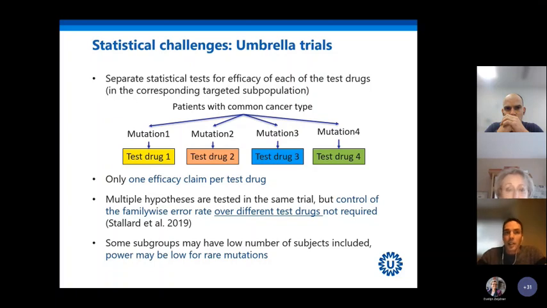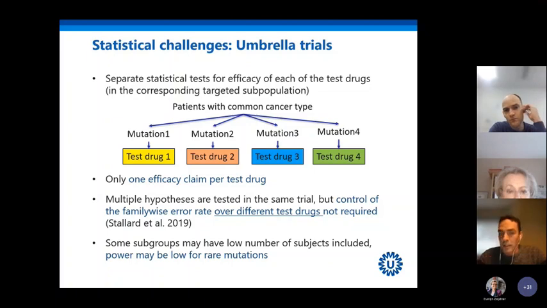So I think there are fewer statistical challenges for the umbrella trial, so I'll start with that. The nice thing about the umbrella trial is that you evaluate different drugs in different mutations, and you want to make only one efficacy claim for each test drug. So you test the efficacy of drug 1 in mutation 1, and that's it with regard to the efficacy of drug 1. So an issue like multiple testing, which you typically have when you do multiple hypothesis testing in one single trial, is not that present here.